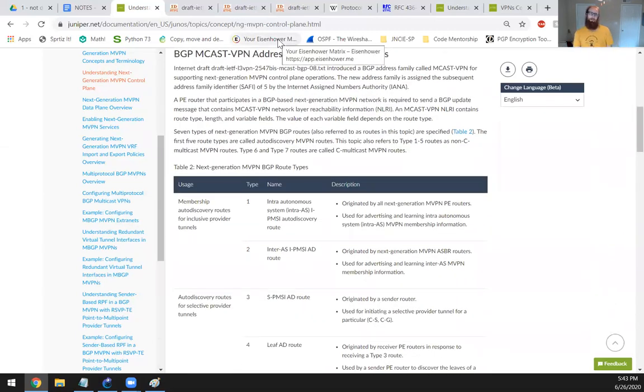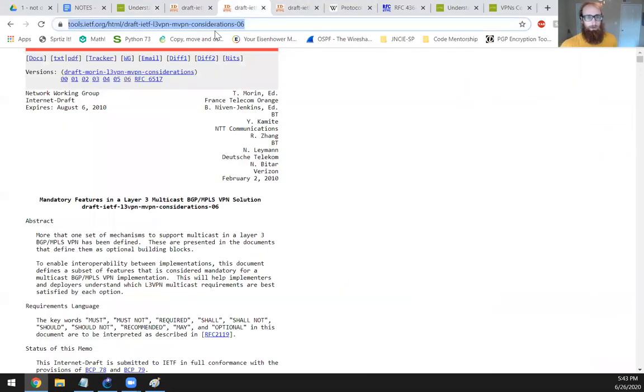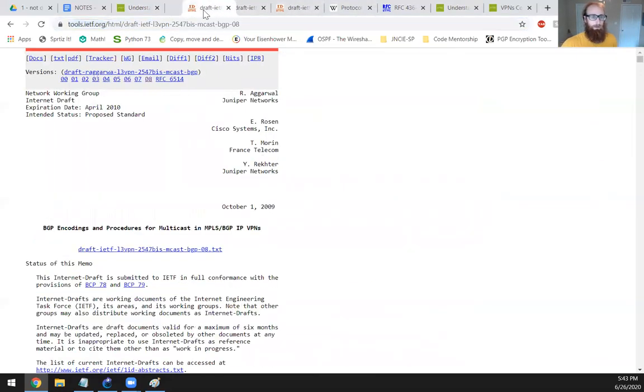BGP MCAST-VPN address family and route types. And before I go on with that, I will add 08 to my notes.